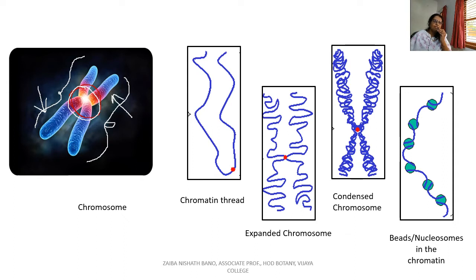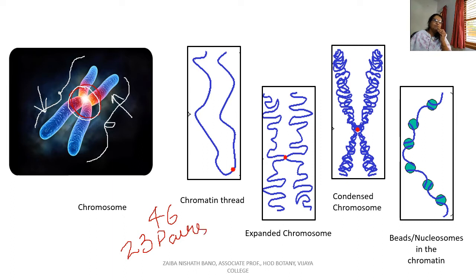For example, in a human cell, the diploid number is 46, that is 2n equals 46. So you have 46 thread-like structures, or in other words 23 pairs of thread-like structures. So the human diploid number 2n is equal to 46, or 23 pairs of chromosomes.